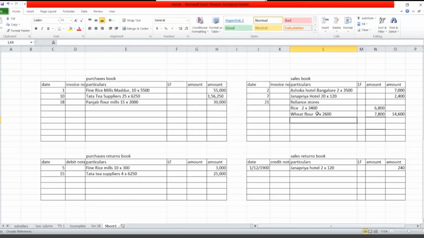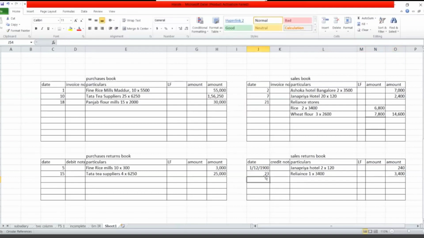Next one, 23rd. Reliance Stores returned a wrong supply of 1 bag. On 23rd, they returned a wrong supply of 1 bag of rice. So write down Reliance, 1 bag of rice. What is the price of rice? 1 into 3,400, so total 3,400.